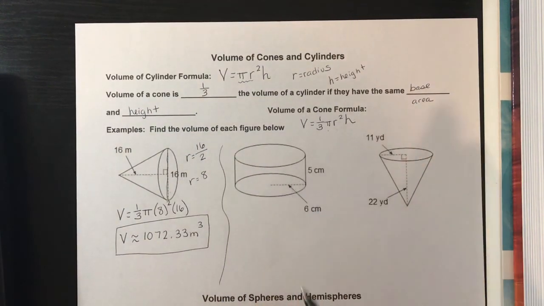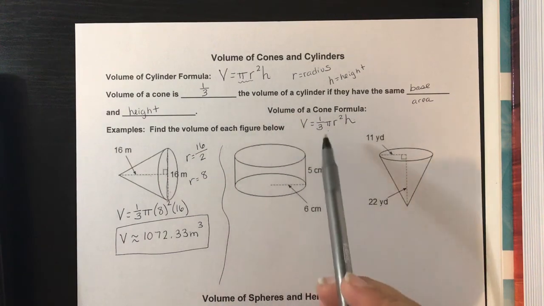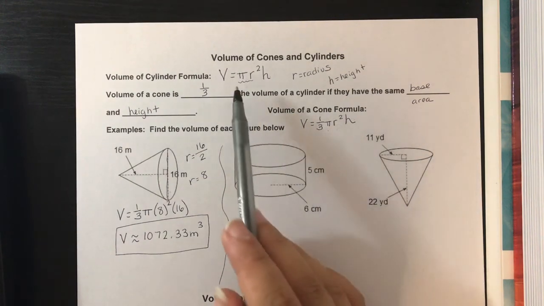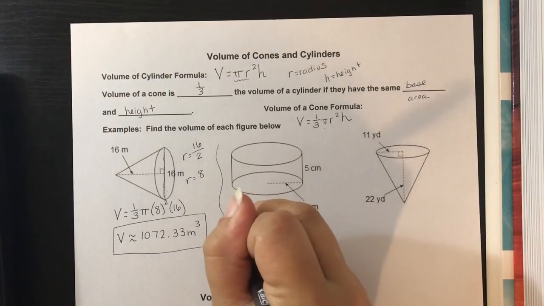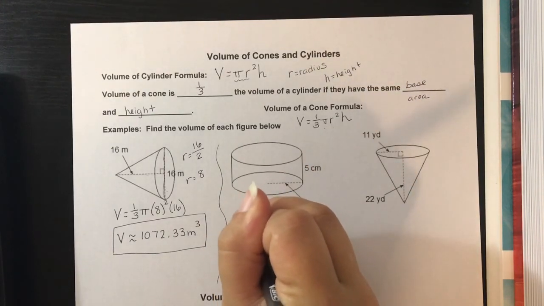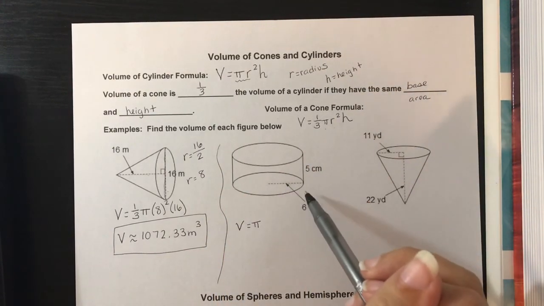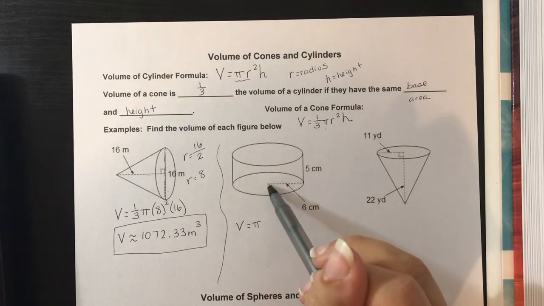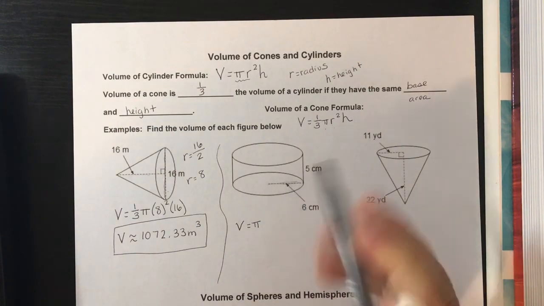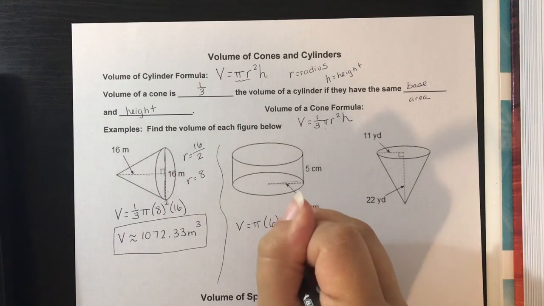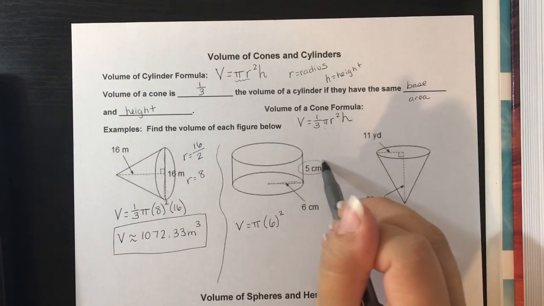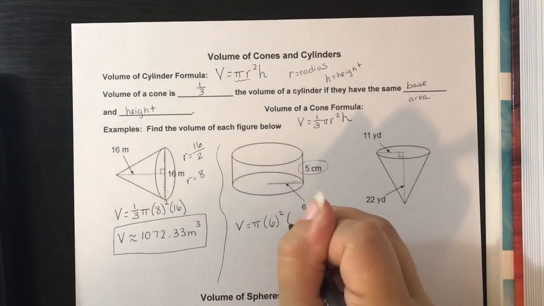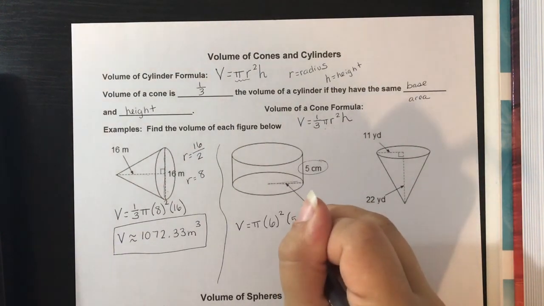The next example is of a cylinder. So I'm going to do the same thing, but without the 1/3. Cylinder formula is pi r squared h. So for the volume of this, it's pi. The radius, they gave me the radius this time, it's 6. It's from the center to the edge of the circle. So it'd be times 6 squared. And the height in the cylinder is 5. So I'm going to multiply by 5.